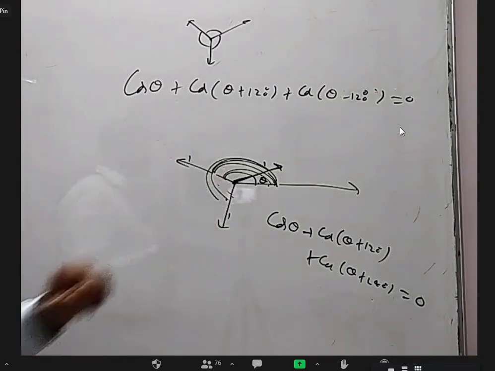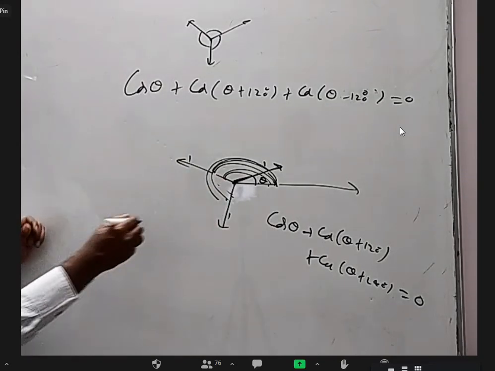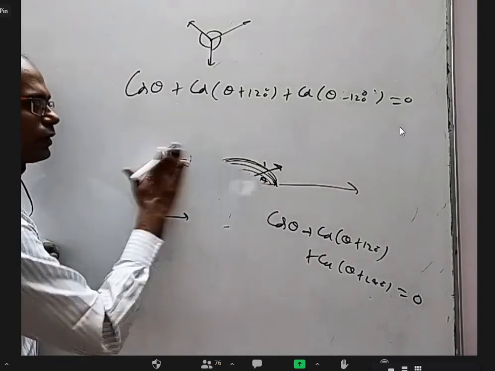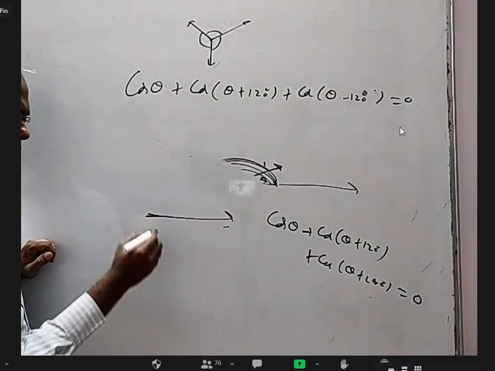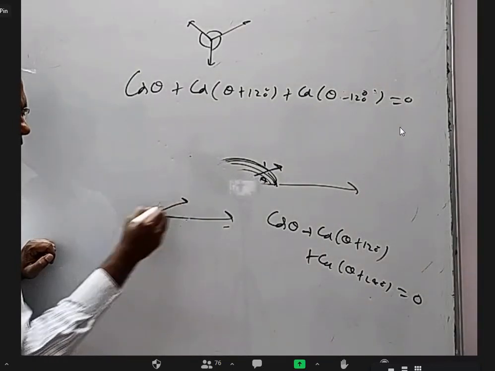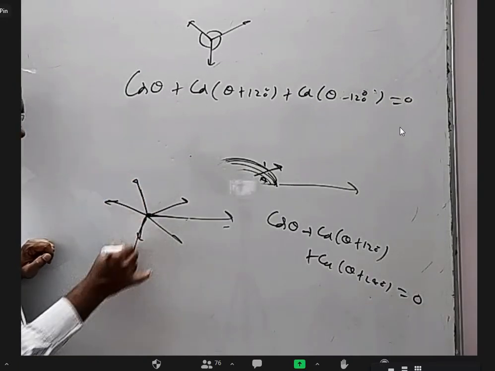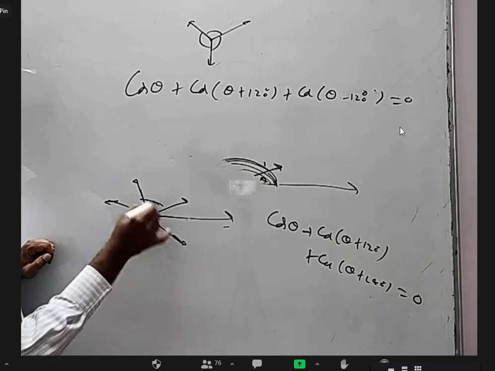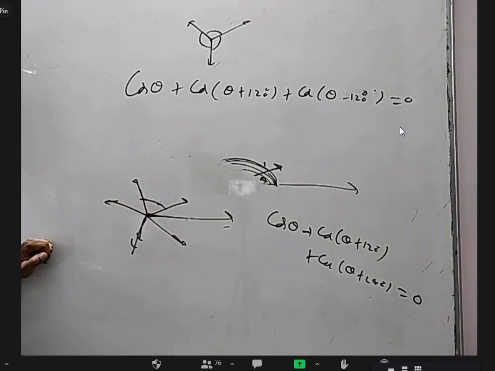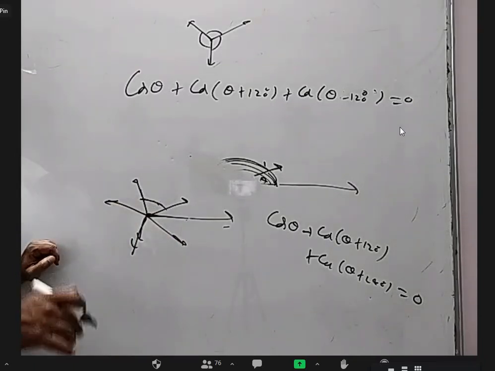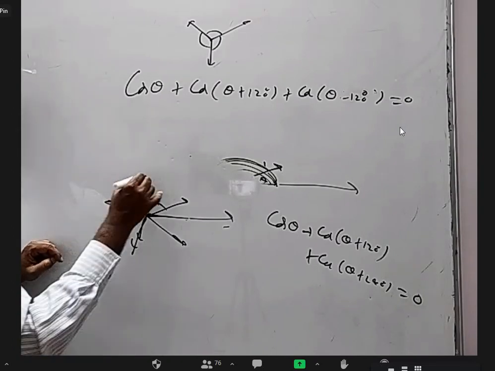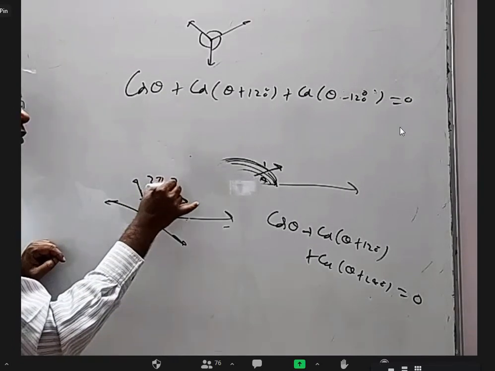I only told for 3. You can make more questions like this with 5 forces and 7 forces. Let us say this is the positive x-axis. I have 5 forces, all at equal angles. If 5 forces are there, what is the angle between each consecutive force? 360 by 5 is 72 degrees, that is 2 pi by 5, or 72 degrees.